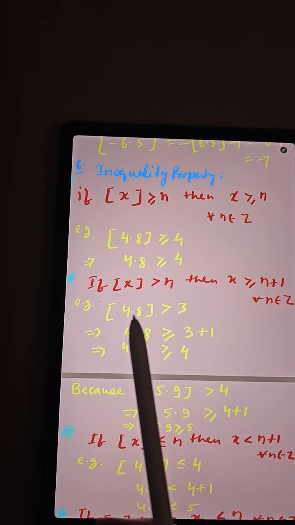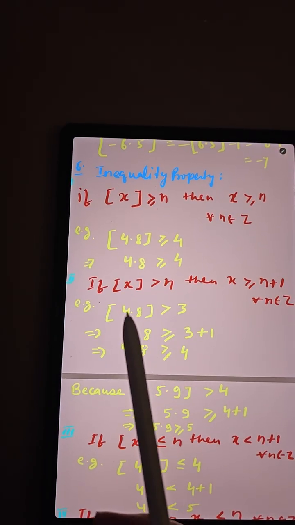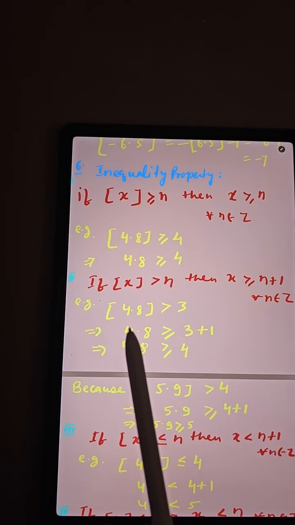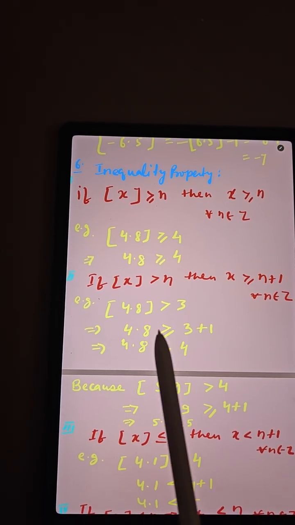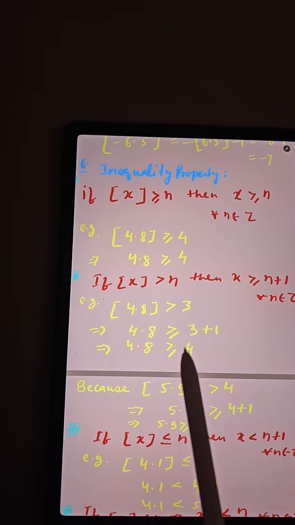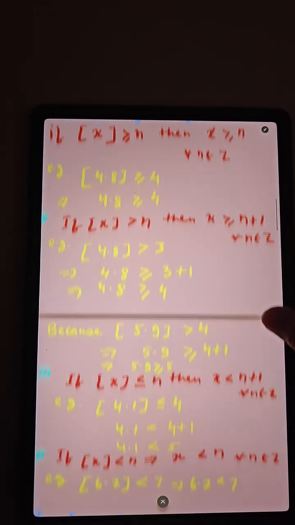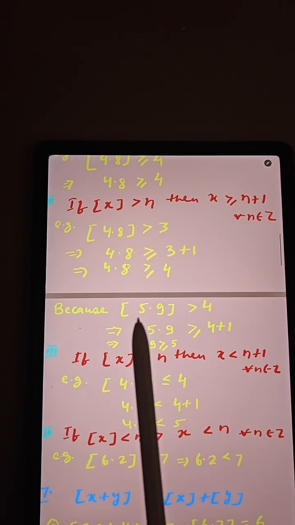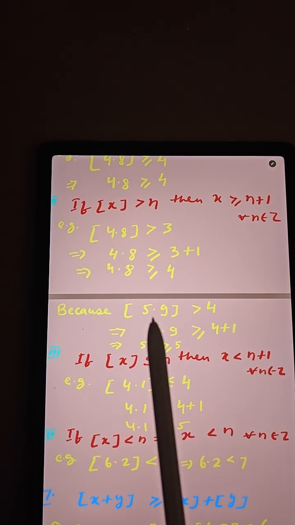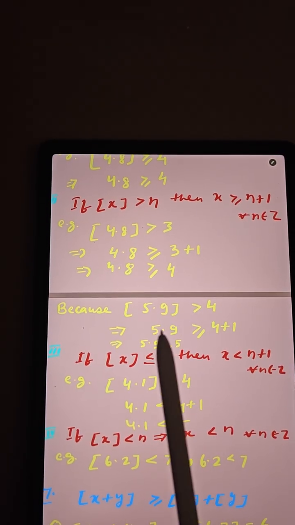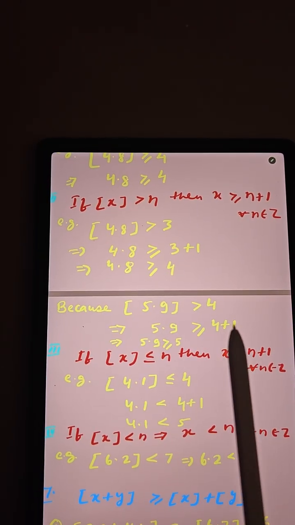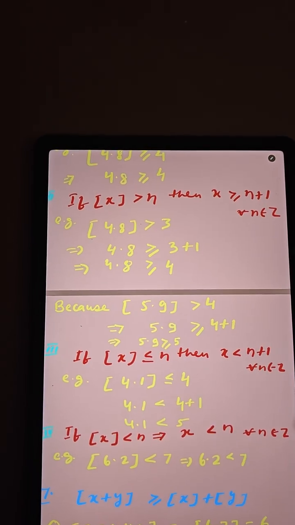This you have to understand. Suppose the greatest integer function of 4.8 is greater than 3. Its value is 4, and 4 is greater than 3, no problem. Now for 4.8, what will be its condition? 4.8 will be greater than or equal to 3 plus 1, so 4.8 will be greater than or equal to 4 also. Okay, this is the meaning. Similarly here, the greatest integer function of 5.9 is greater than 4 because its value is 5, and 5 is greater than 4, no problem. 5.9 will be greater than or equal to 4 plus 1, that is 5 also. Okay, this is the meaning.